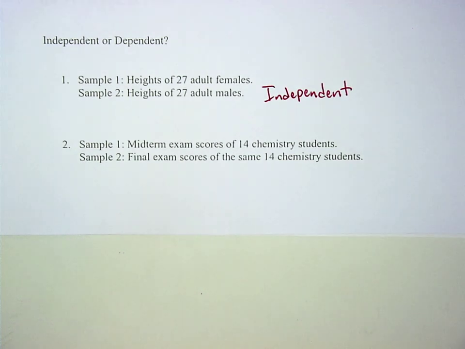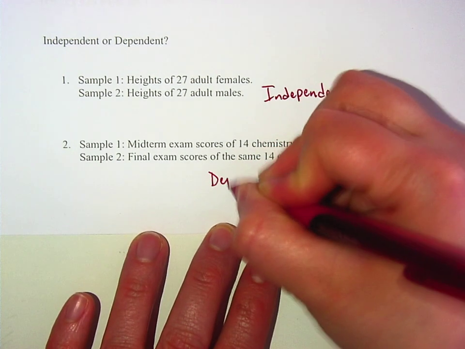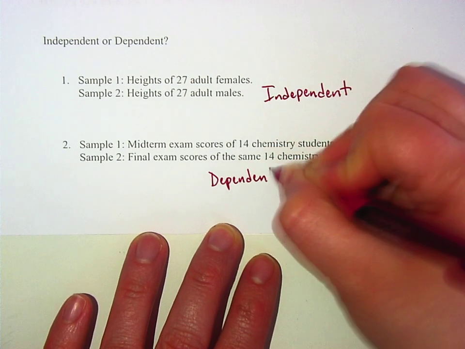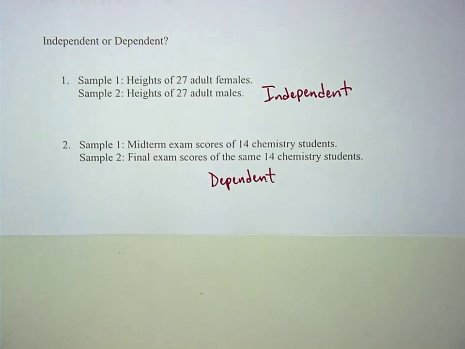Midterm exam scores of 14 chemistry students, final exam scores of the same 14 chemistry students. I'm pretty sure the answer is dependent, but I think you could make an argument that it's independent. It's not whether one affects the other necessarily, it's whether it's one-to-one. So if I've got these 14 chemistry students' midterms and their 14 final exams, and I say, here's Noah's midterm, which one should I compare it to? I'm going to pick Noah's final exam.